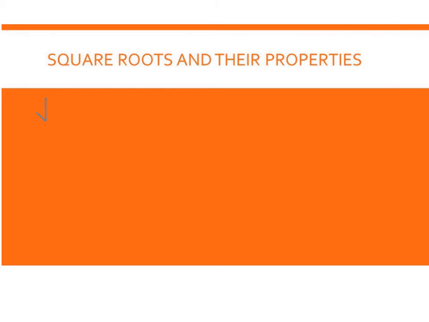So first of all, we have the square root sign, which actually is called a radical sign, not just a square root sign. And we'll talk more about that later, but it is a radical sign. And we're going to have a number underneath, and that number is called the radicand.